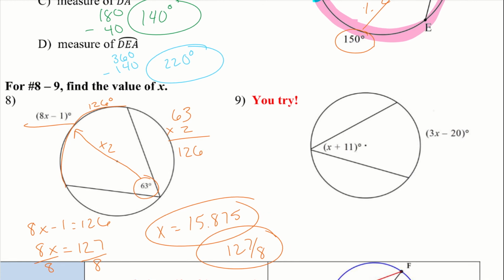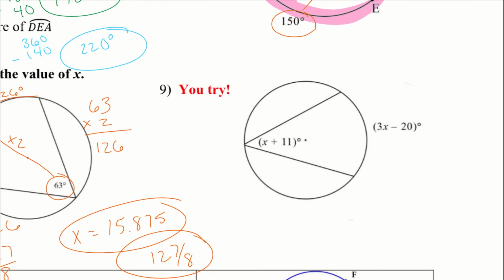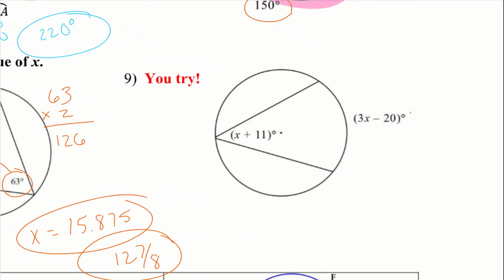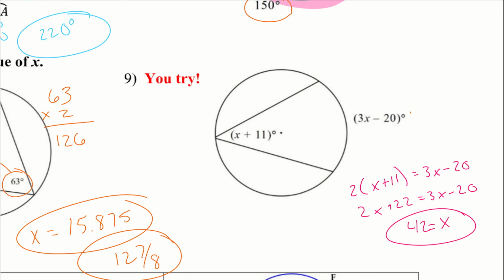All right, go ahead and try number 9. So this time there's x's in both of these, so we still have to do our multiplication. All right, and here we have it. So I multiplied the inscribed angle by 2, and then once I multiply that by 2, I will end up with my arc. So therefore, I distributed the 2, combined all my like terms, and I am left with 42 equals x.